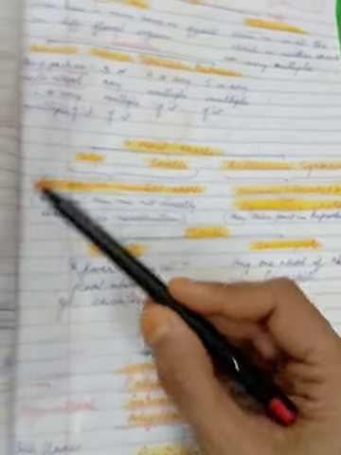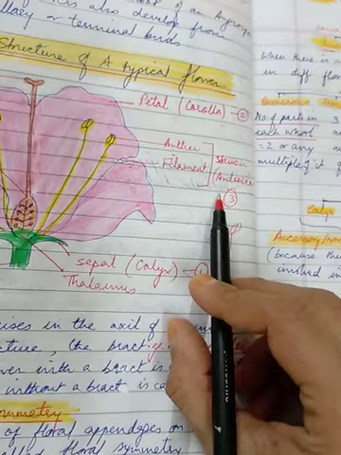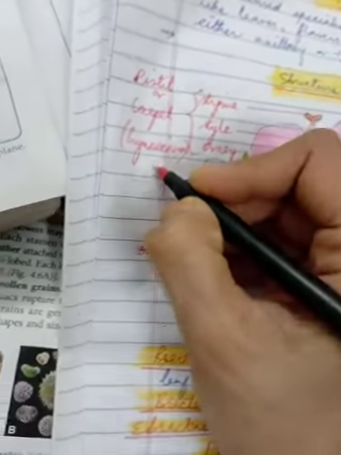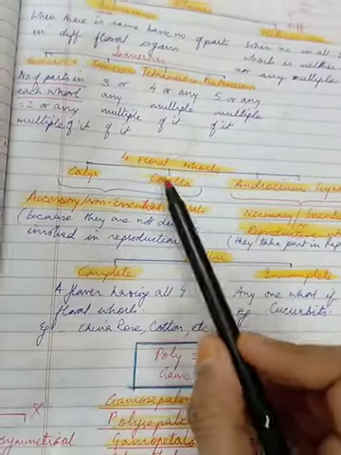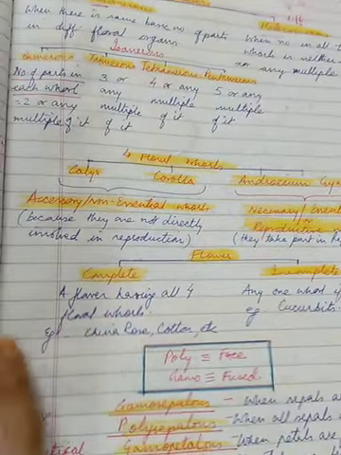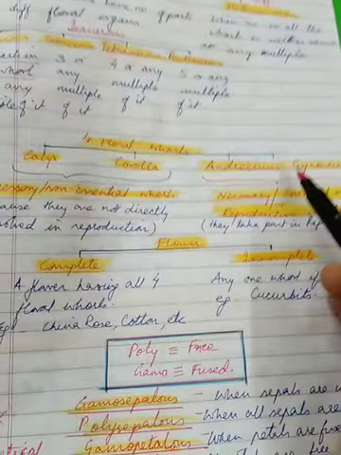The calyx, I have numbered here and shown you. The calyx, corolla, androecium, and gynoecium. So moving in the same number, children, this is number 4. The calyx and corolla are not directly involved in reproduction, but indirectly, yes, right? And look at androecium and gynoecium.